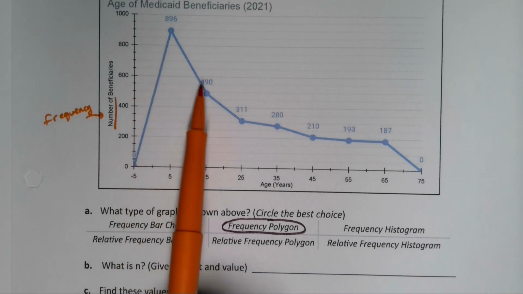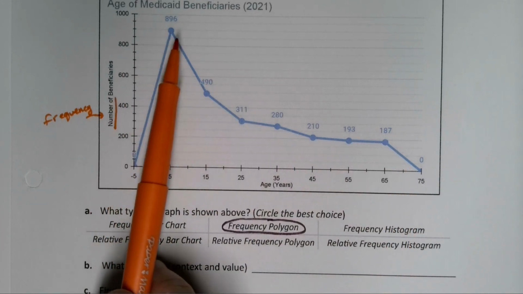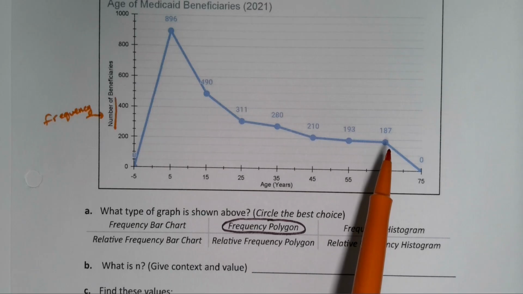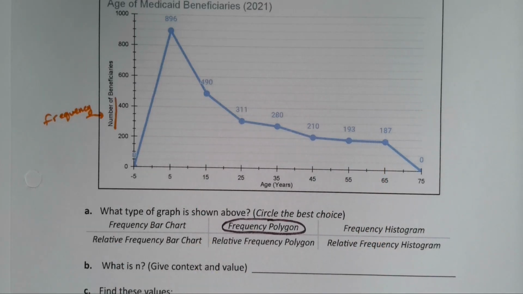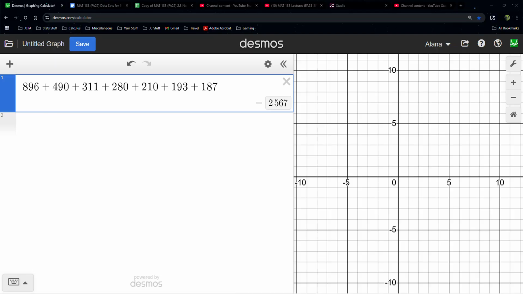N is the sum of the frequencies, right? So we want to add 896 and 490 and so on. Now we can do that with Desmos as we've done in the past. Let me show you real quick. There we go. We add them up in Desmos and there they are.